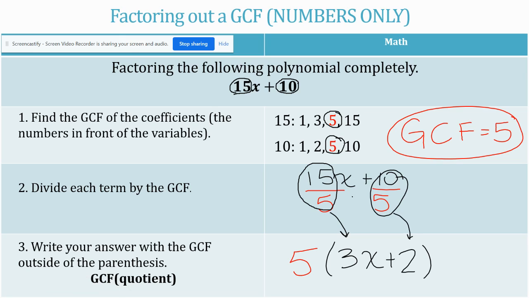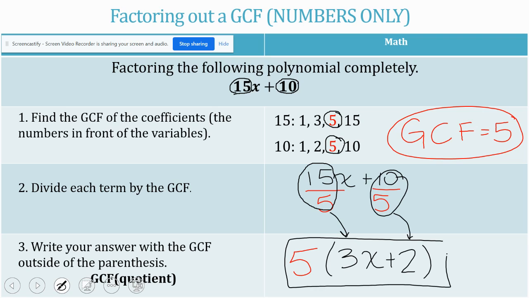So we just brought down the x and we divided the numbers. 15 divided by 5 is 3. 10 divided by 5 is 2. Put your GCF on the outside, and that is your answer.